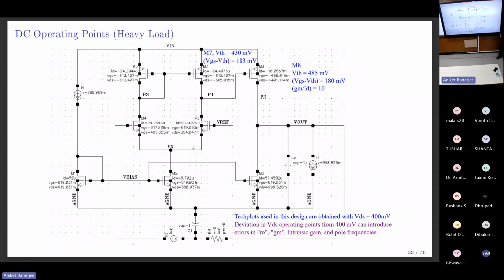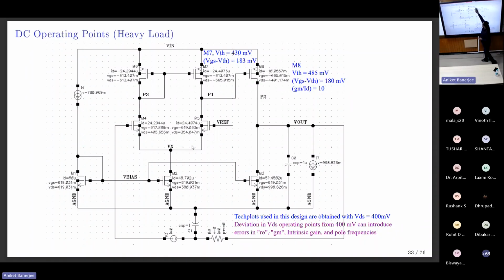Now you can see. If square law were correct, this number should be 200 millivolts, correct? But because square law is wrong for this technology, you got GM by ID correctly 10, but a different VGS minus VT. We are moving away from VGS minus VT, so I don't care what my VGS minus VT is. All I care is whether GM by ID is 10 with all these dimensions. For the given dimensions and load current, I'm getting the proper region and GM by ID. That's what I'm interested in.